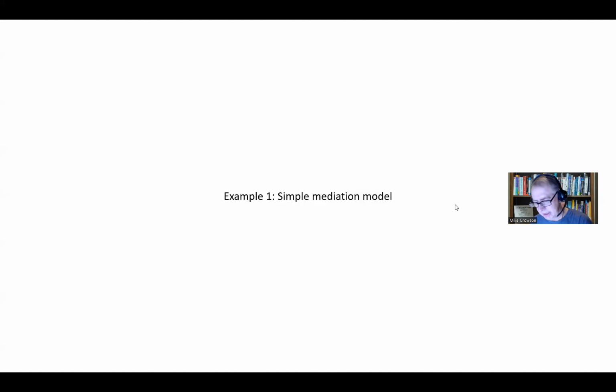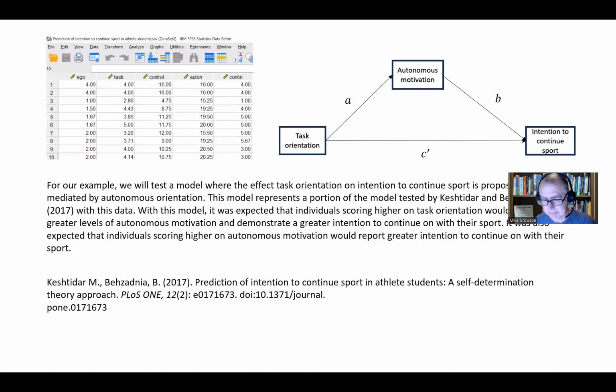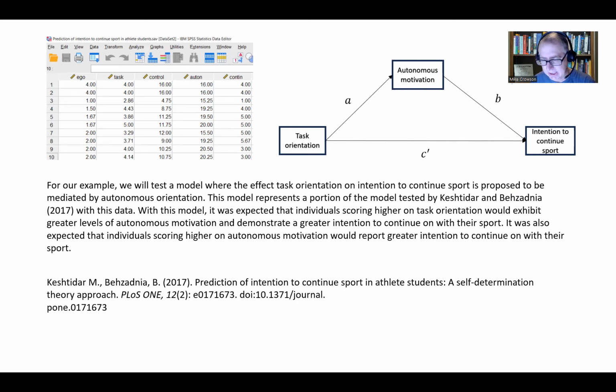So now we're going to move into our first example. You can see right here we have a screenshot of the data, and I'm going to open up SPSS and run this in a second. But you can see we have our proposed model, and these are three of the variables that were included in the data set associated with that article I was referring to.